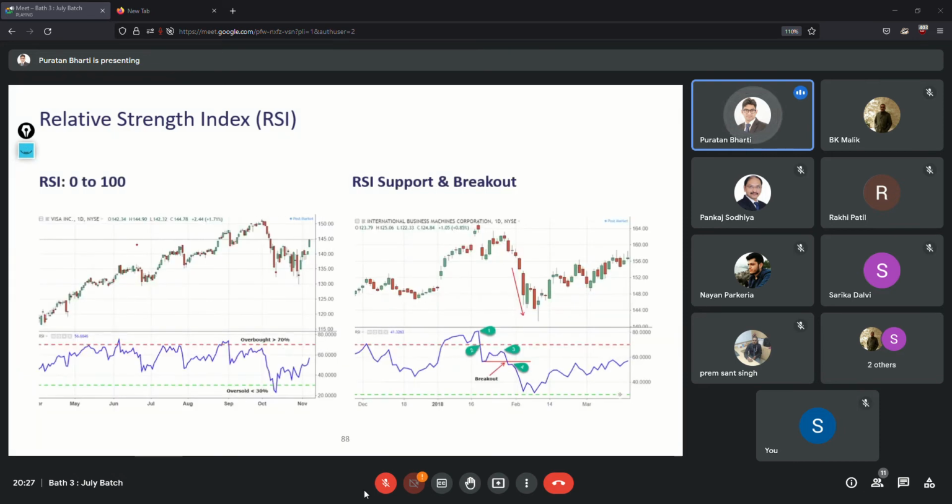The second thing is, you have the bands 70 and 30. This is the overbought zone. This is oversold. Ideally, a stock, if it falls below 30, it should be in your radar. Whether you buy that or not, that's a different thing. If a stock has moved above 70, you should be ready with a sell target on it, right?